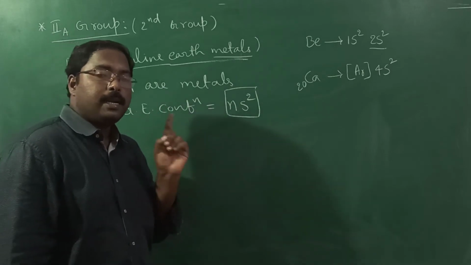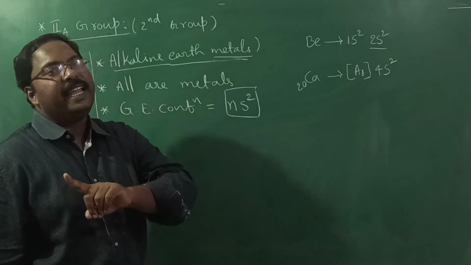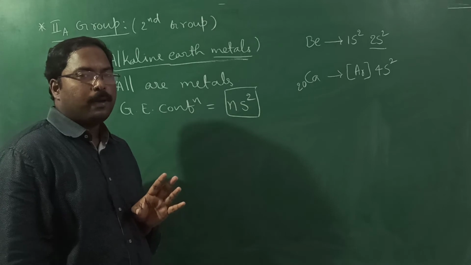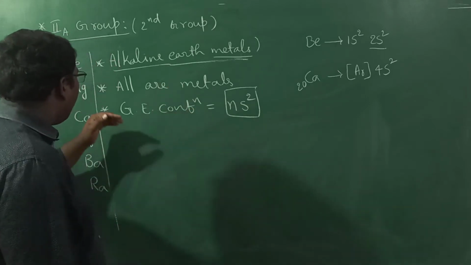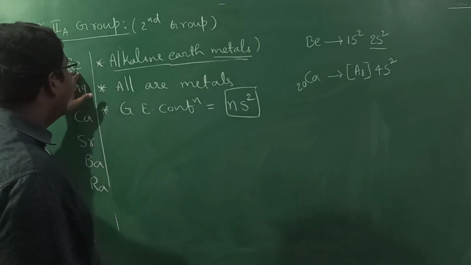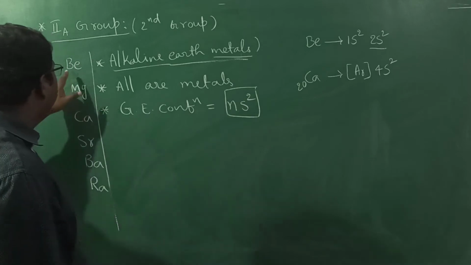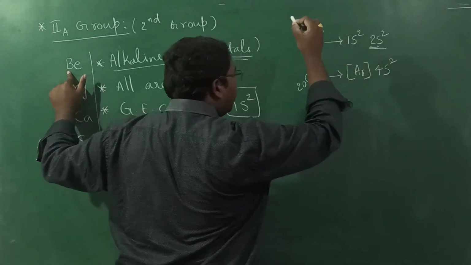No. Yesterday also we discussed. The first period contains only hydrogen and helium. Hydrogen anyway doesn't belong to the first A group or to the other groups also. So that's why in all these groups, the starting element belongs to the second period. So second period means the last orbit is the second orbit.